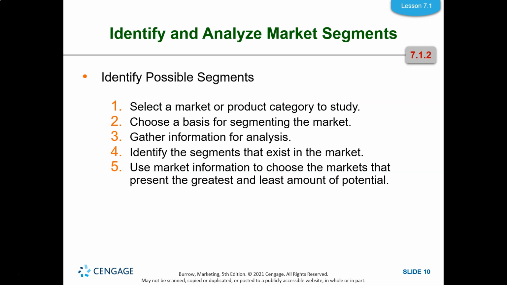Number four, identifying the segments that exist in that market, because some may not. And then number five, use market information to choose the markets that present the greatest and least amount of potential. And obviously, when you identify the least amount of potential, you might want to go after the greatest potential because that's going to get you the most money or value.